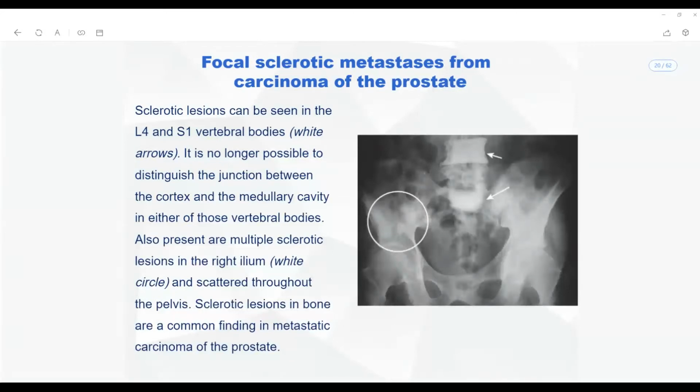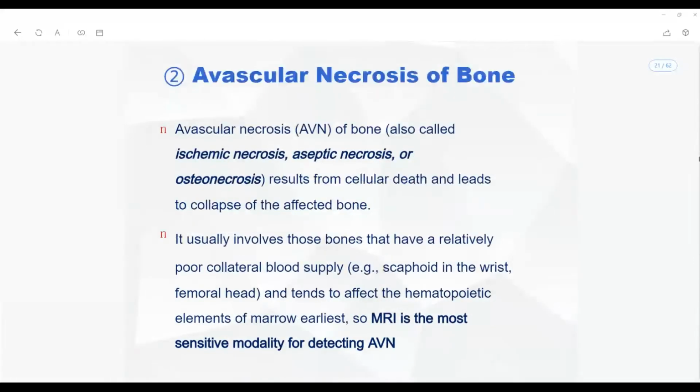Okay. And you see here, the second one we are going to look at is a condition called avascular necrosis of the bone. Avascular necrosis of the bone is an ischemic necrosis. Yesterday I was also talking, every part of a bone has got its nutrient artery, and that nutrient artery is generally supplying the blood.